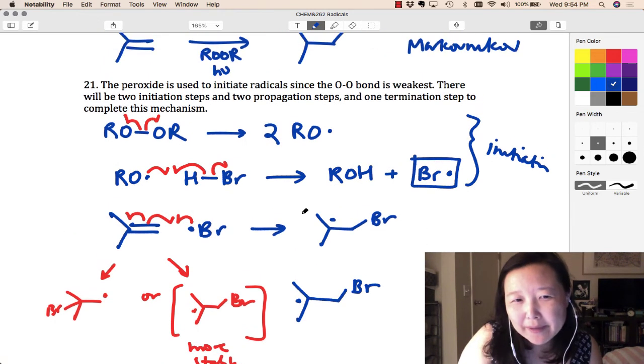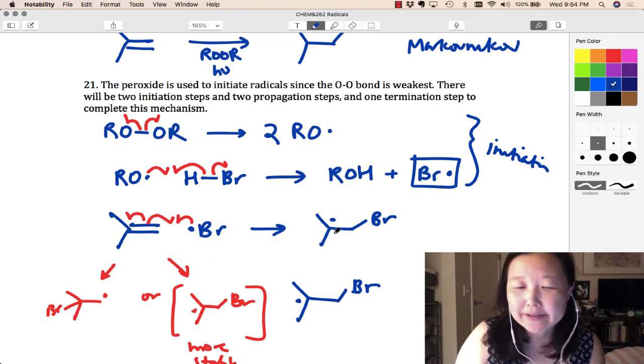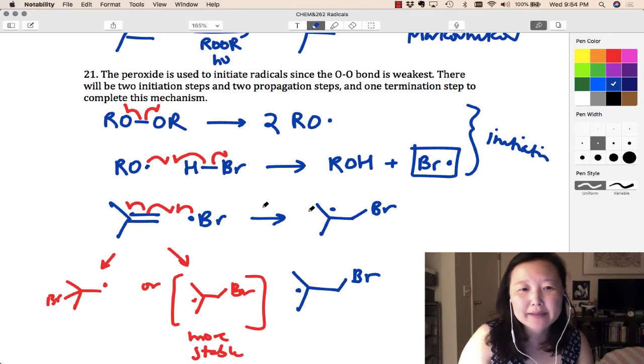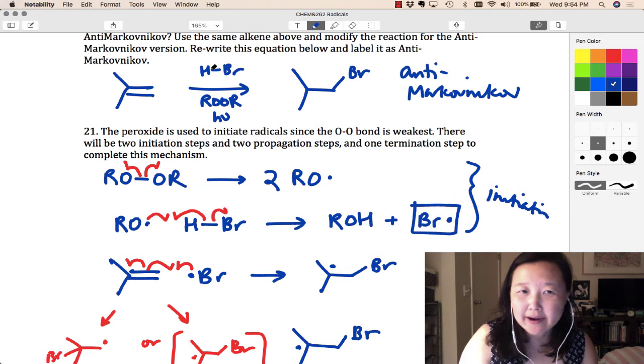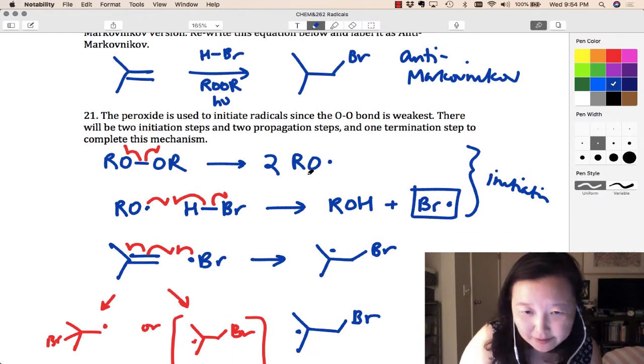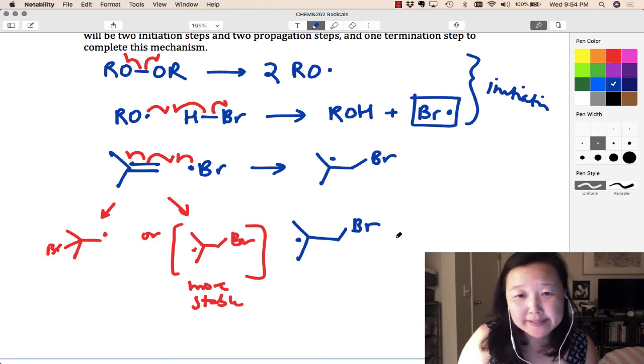So if you think about it, the initiation steps helped us make bromide radical. I need propagation to help me make more bromide radical. So how I do that is I make this tertiary radical, and then I look at what I have. I have HBr. I have a lot of HBr. That's my main reagent. Okay, so let's use some HBr and see what happens.